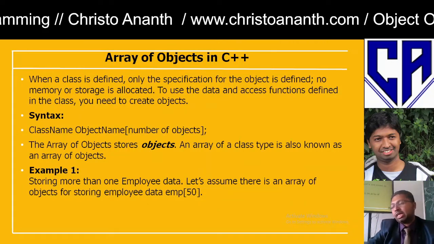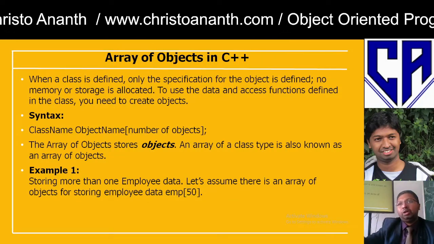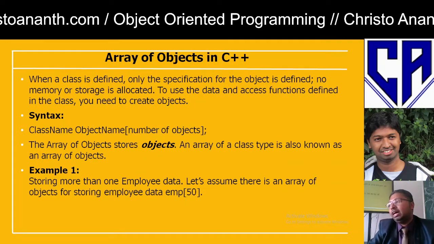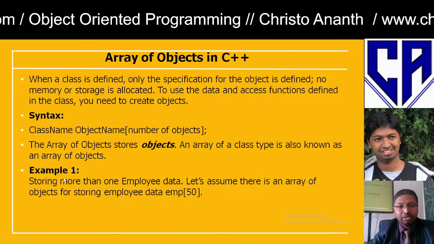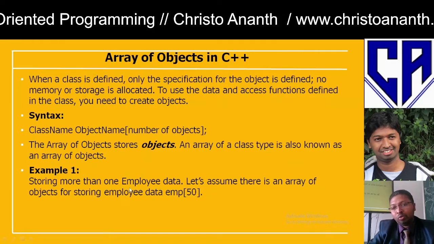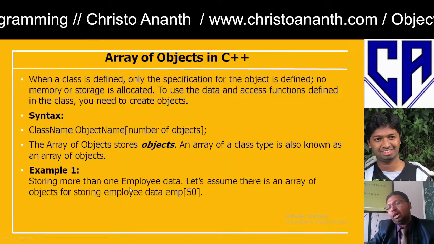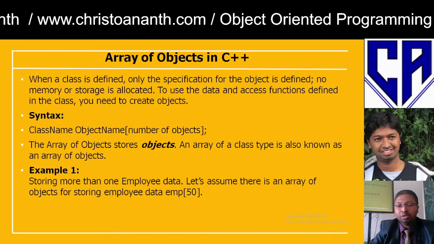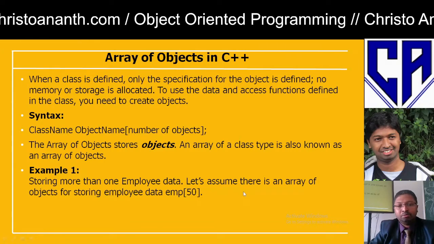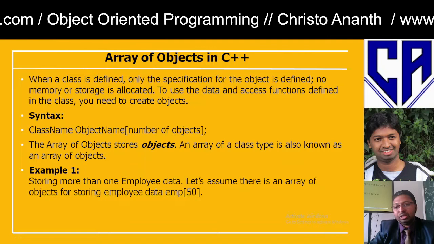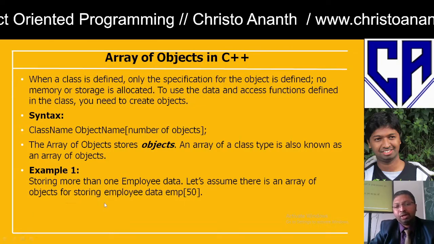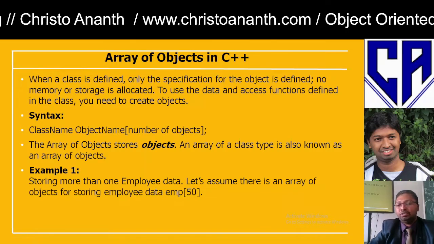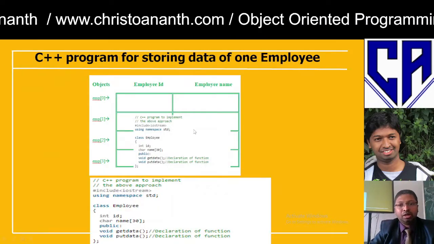Okay, so this is the example I told you about when we discussed it at a glance. This is about storing employee data, more than one employee's data, because normally we have maybe 100 employees in a particular organization. So let us assume the company has 50 people. There is an array of objects for storing employee data. Maybe you can have a variable emp, employee of 50.